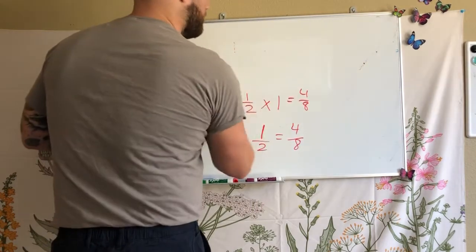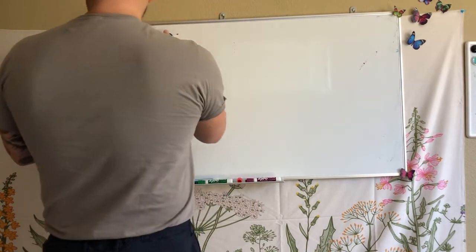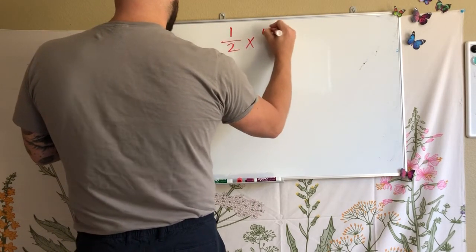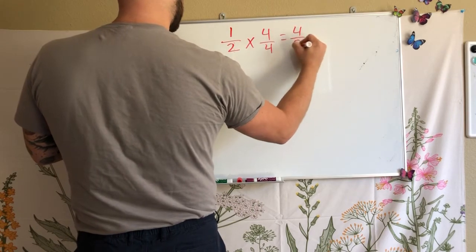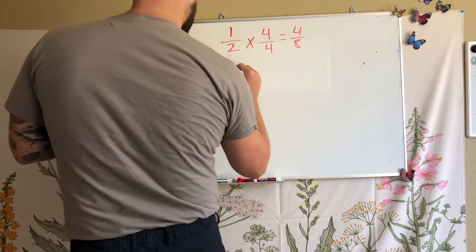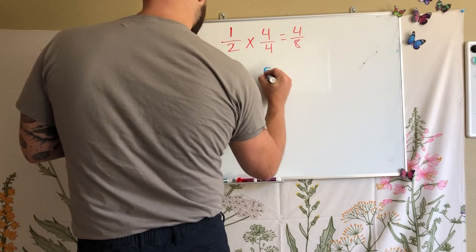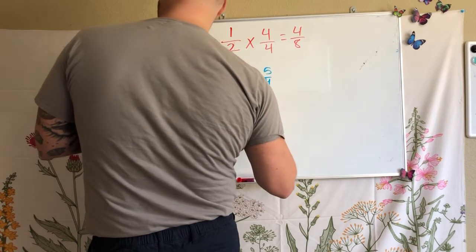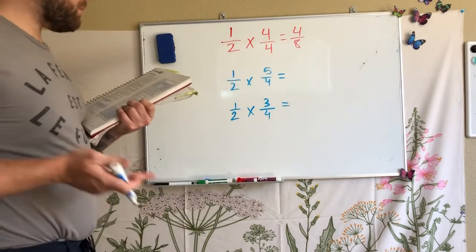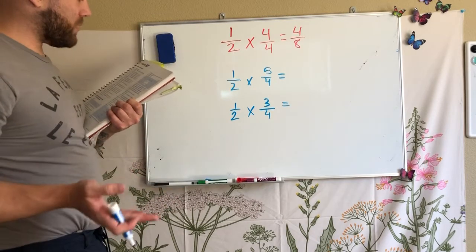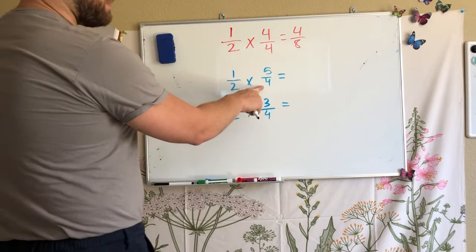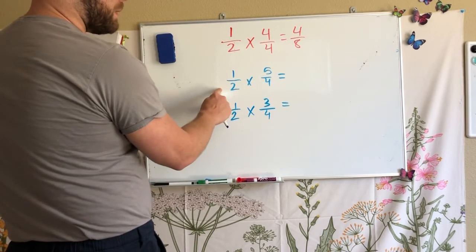So here's some more. Here's another rule about multiplying. So I know 1/2 times 4/4 equals 4/8. Then I'm going to add some different ones. 1/2 times 5/4 and 1/2 times 3/4. Here's another rule about multiplying. If the fraction we multiply is more than 1, we'll end up with more than we start with. So, if this is a top-heavy fraction, that means we're going to end up with more than what we started with.